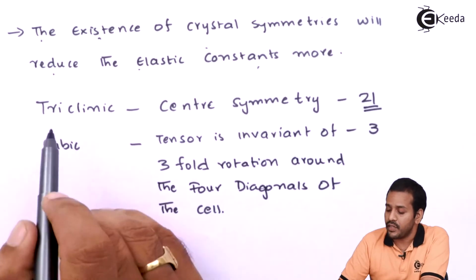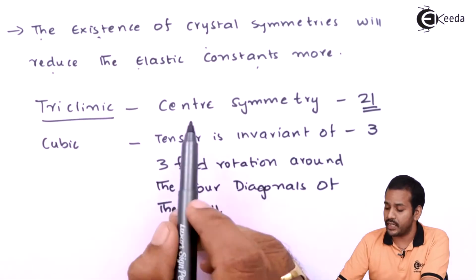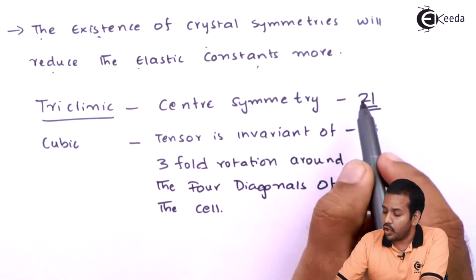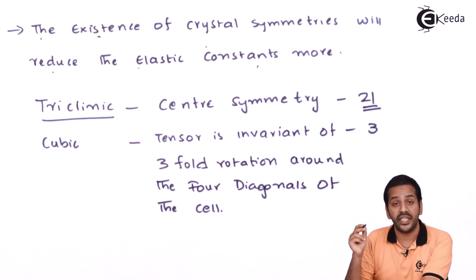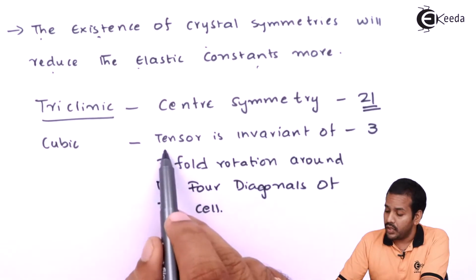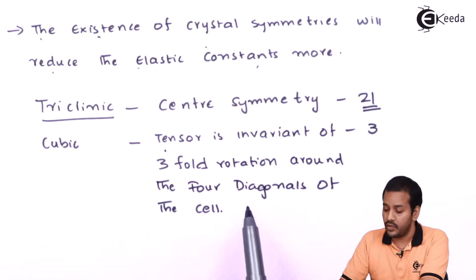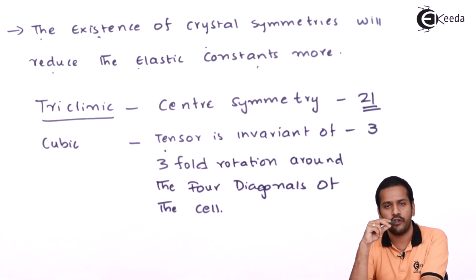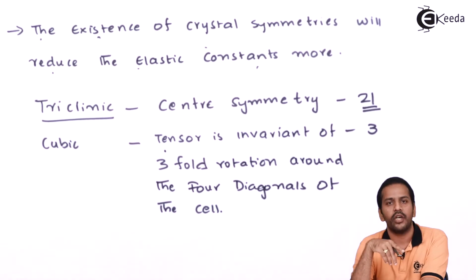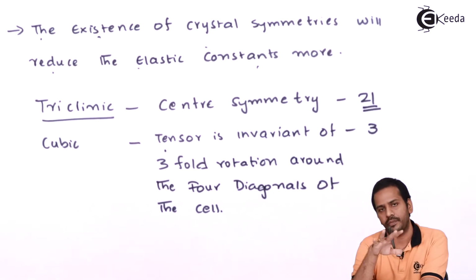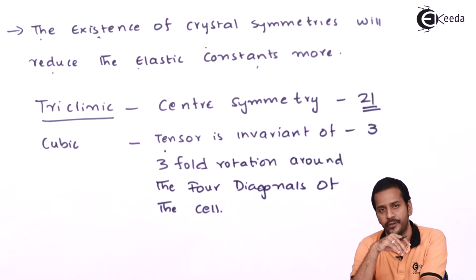That is why in the case of triclinic, which is not at all symmetric, that is, it only has center symmetry, we need all 21 constants. But in the case of cubic, the tensor is invariant under threefold rotation around the four diagonals of the cell. So if you take a cubic cell, you will have four inside diagonals, not the face diagonals. For these diagonals, if you apply a threefold rotation, you will get the same shape. The shape won't change. So that is why you can explore these rotations.